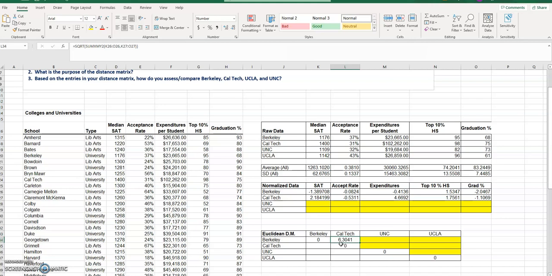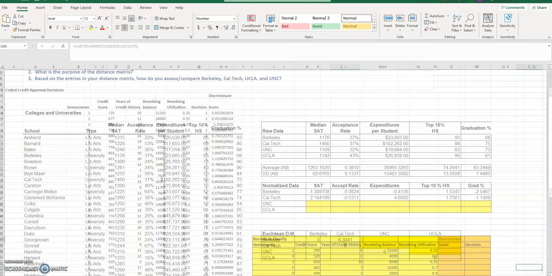And again, just think about as you look at these values, some will be a little bit larger than the others, and then you'll decide how you determine which of these schools maybe have a little bit more in common than the others. So that should get you well down the road on problem 1.